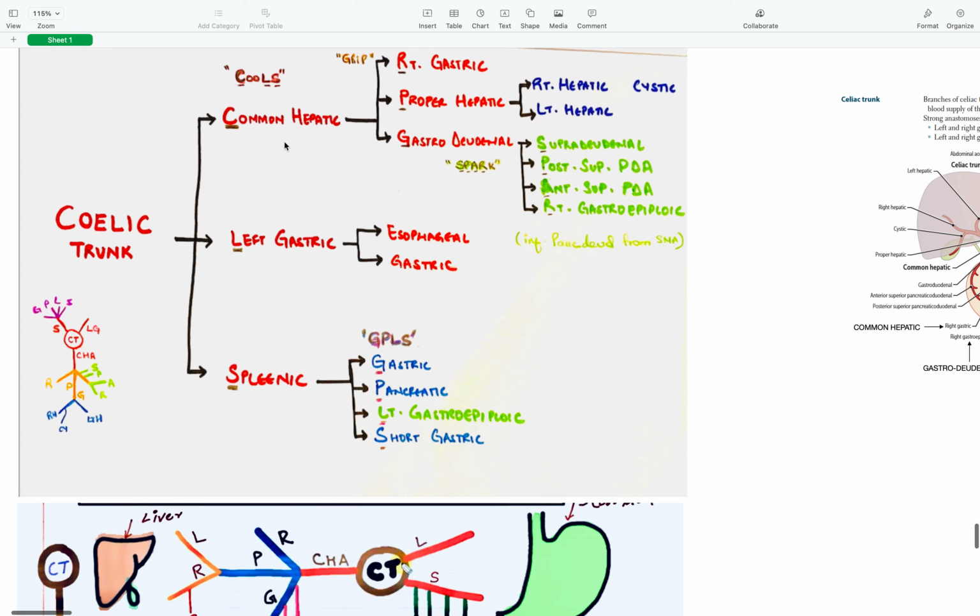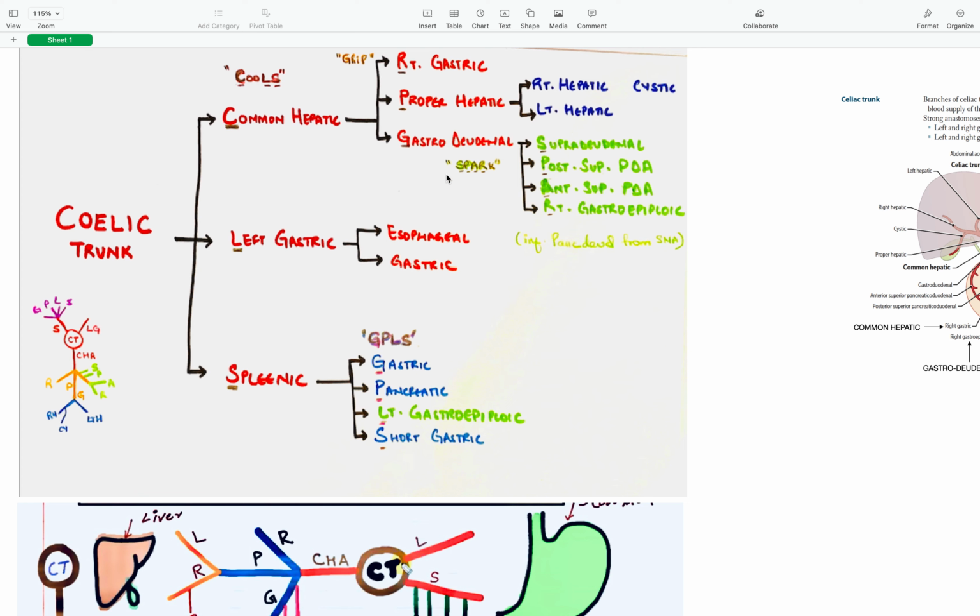So the common hepatic is further divided into right gastric, proper hepatic artery, and gastroduodenal artery, which can be remembered by the mnemonic GRIP. So the G here stands for gastroduodenal, R stands for right gastric, and P stands for proper hepatic. The proper hepatic artery is further divided into right hepatic and the left hepatic artery. The left hepatic is further divided into cystic artery.